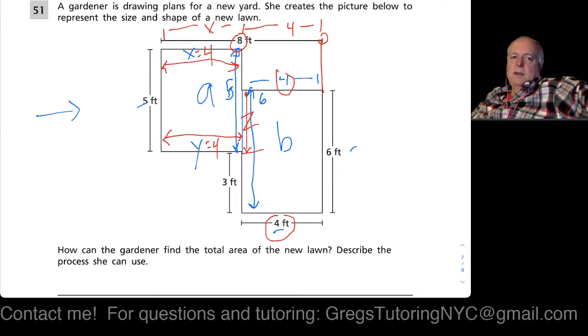Let me make that brown. There's another length from there to there. Let's call that length L. Can we figure out that length L? And can we figure out Z?